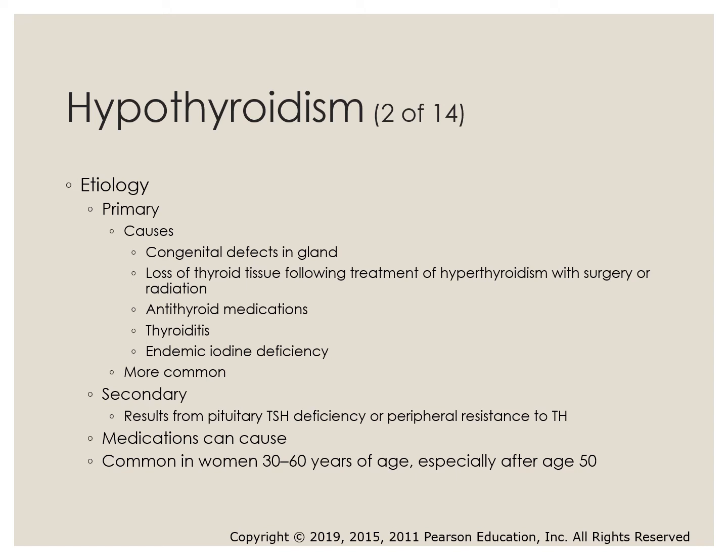So what are the primary causes? Congenital defects in the gland, loss of thyroid tissue following treatment of hyperthyroidism, anti-thyroid medications, thyroiditis, which is inflammation, and they think that was my issue, constant inflammation to my thyroid gland, and iodine deficiencies. And then the secondary results from pituitary TSH deficiency or peripheral resistance to thyroid hormone.